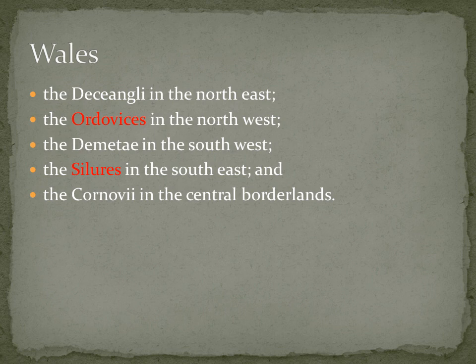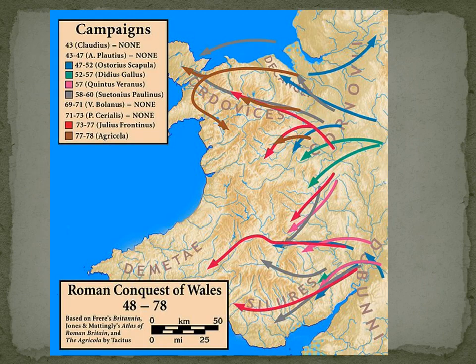The other two tribes that cause continuous problems and are names that we need to make sure we remember are the Ordovices and the Silures. And you've got the Ordovices in the north of Wales and the Silures in the south of Wales. The other two tribes aren't as important to remember. So it's the Ordovices and Silures that are the two big tribes in Wales that we need to remember.